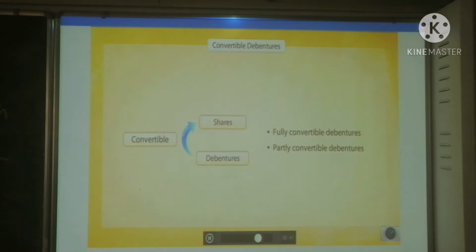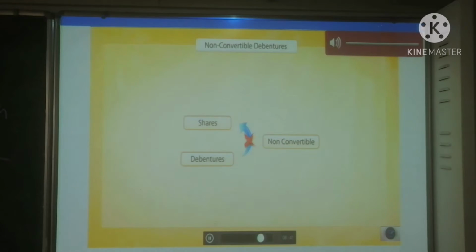In case of fully convertible debentures, the entire amount can be converted into shares or new debentures. On the other hand, with partly convertible debentures, only a part of the debenture amount can be converted into shares or new debentures. Non-convertible debentures are so called because these debentures cannot be converted into shares or any other security. Most debentures issued by companies fall in this category.